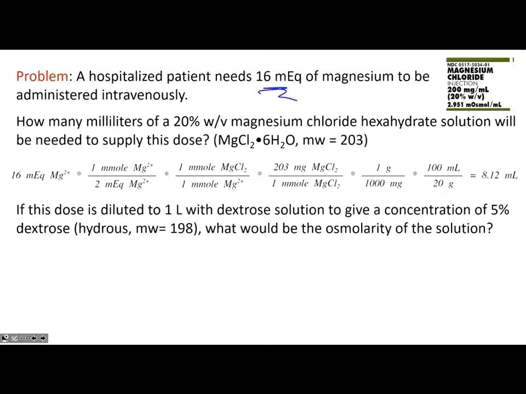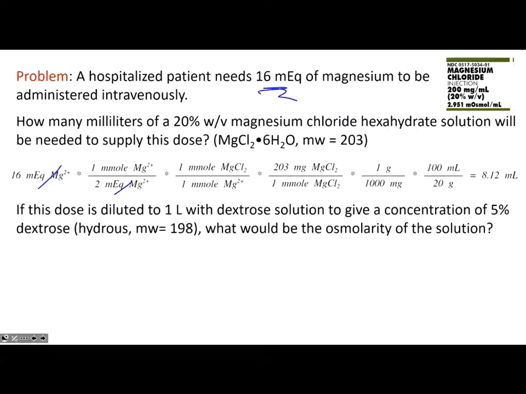So I start by converting and getting rid of milliequivalents by converting it back to the number of molecules, if you will, of magnesium. You do that by dividing it by the valence. So again, the valence on magnesium is 2, so there are 2 milliequivalents of magnesium for every 1 millimole. So that's where the 2 on the bottom comes from. Is everyone okay with that? The valence number goes with the milliequivalent. Now I'm in millimoles of magnesium.